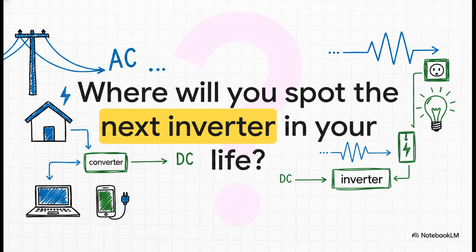So as we wrap up this explainer, I really want to leave you with this thought. We live in a world that is fundamentally split between the AC power of the massive grid and the DC power of our digital, battery-driven lives. These continuous, invisible translations are happening all around you, thousands of times a second, making modern life possible. So taking a look around your house, or your driveway, or your office, where will you spot the next converter or inverter in your own life?